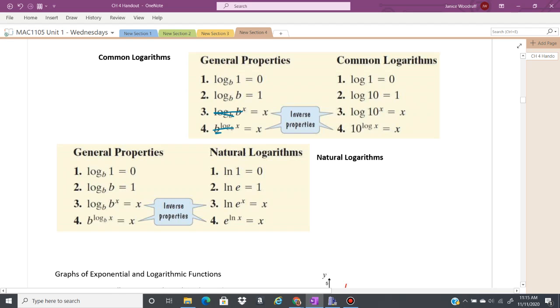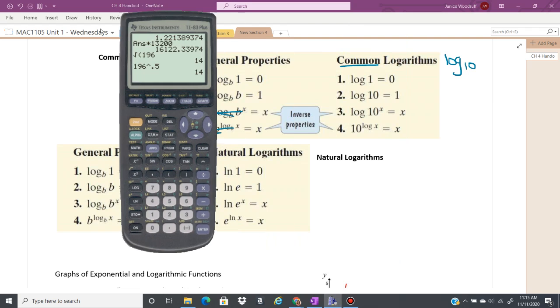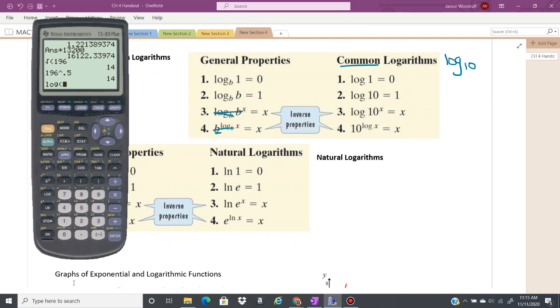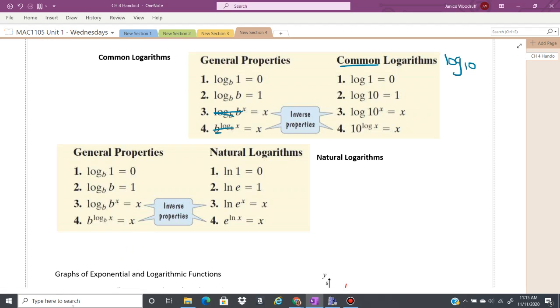Okay, and then common logarithm. A common logarithm is a logarithm with a base 10. The logarithm button on your calculator, on the TI-83, if you hit log, that's a log with a base 10. So that is your common logarithm. Now, if you have the 84 or above, the more advanced calculators, it will put the subscript in there. So if there is nothing on the paper, like for example here, log 1 is 0, you would have to type in a base of 10 on your calculator in order to get that.